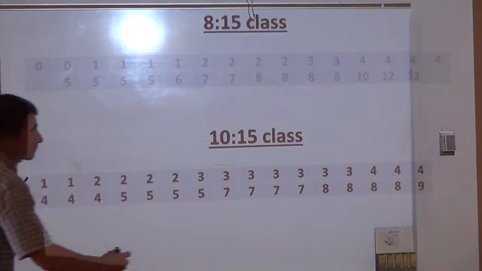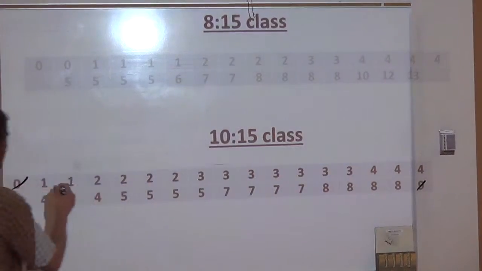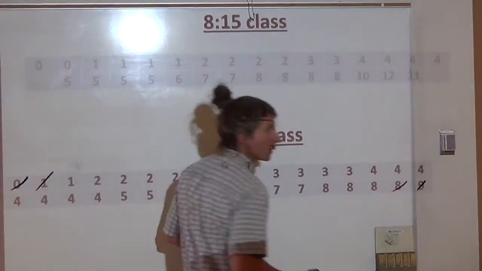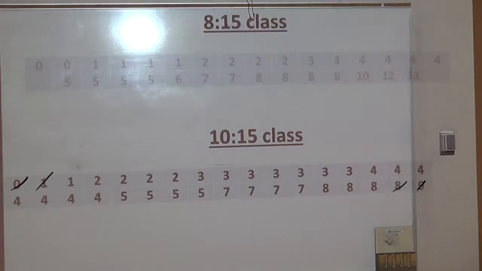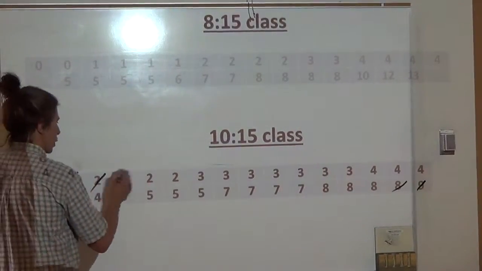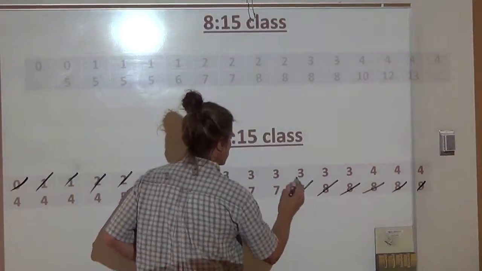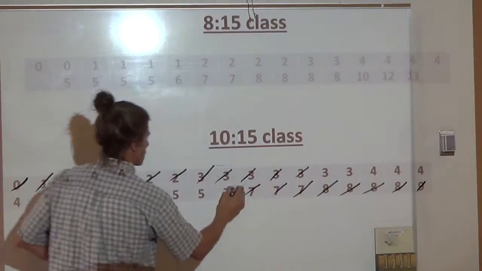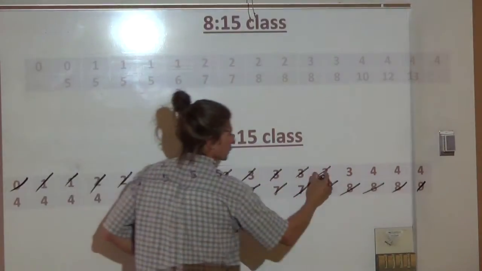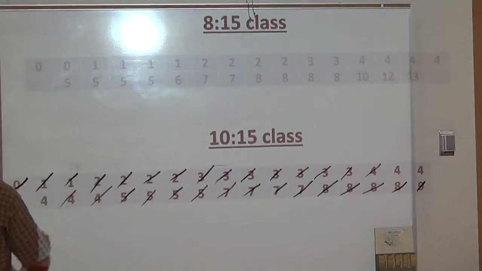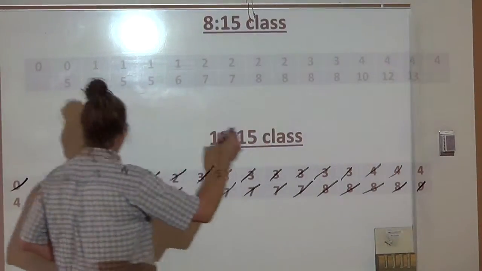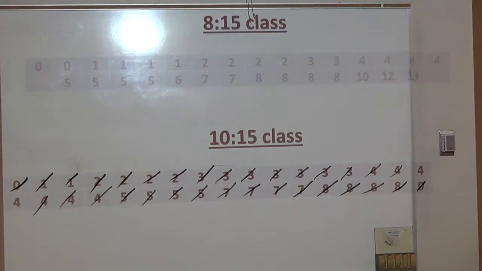Cross off the extreme, the extreme, the extreme, the extreme. And if you keep crossing, one of 2 things is eventually going to happen. You're either going to get down to 2 numbers like we just did, or you're going to get down to 1 number. If you get down to 1 number, that's your median. Whatever's left is your median.